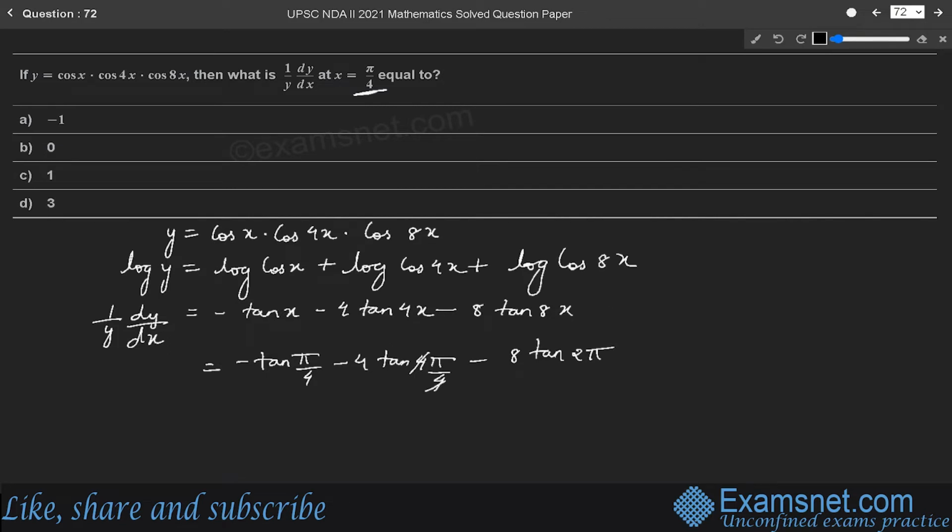We know a concept that tan pi is always equal to 0. So tan pi by 4 is 1. So it will be minus 1. Again, this will be 0. This will be also 0. So the answer is minus 1. So the correct value is option number A, which is minus 1.